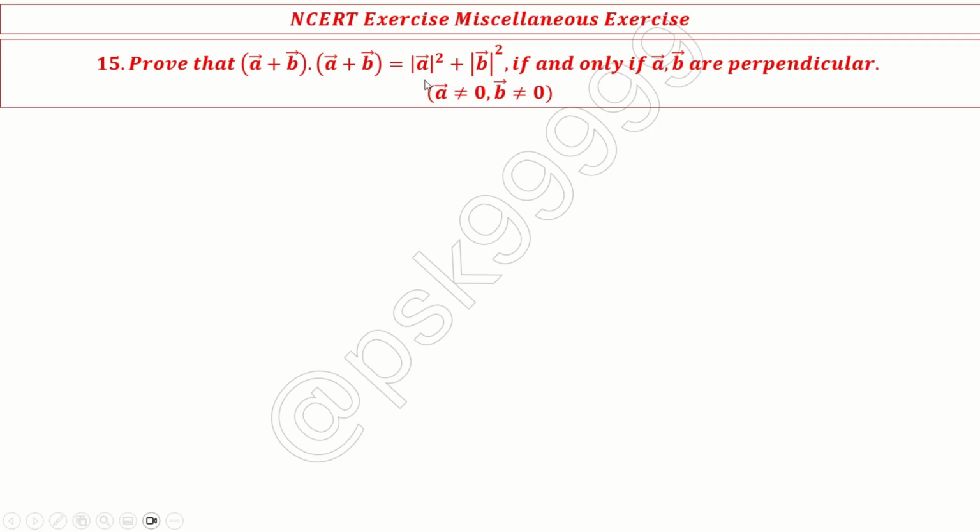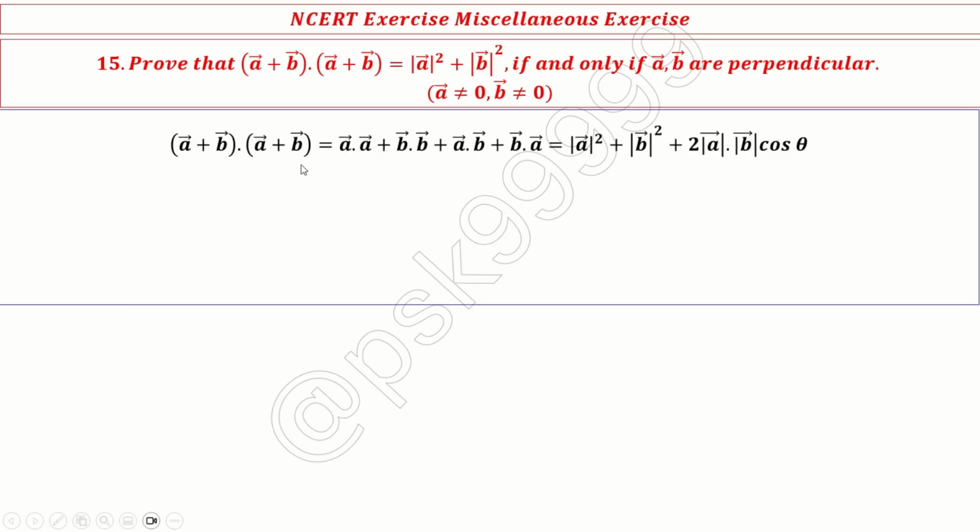Okay, the proof is very simple. You have to prove that this equation is possible if and only if A and B are perpendicular and not equal to 0. So you first expand it, A plus B. What you will get is A dot A plus B dot B plus A dot B plus B dot A, which is nothing but magnitude of A square, magnitude of B square, plus 2 times magnitude of A B cos theta, right? This is a scalar product of A dot B.